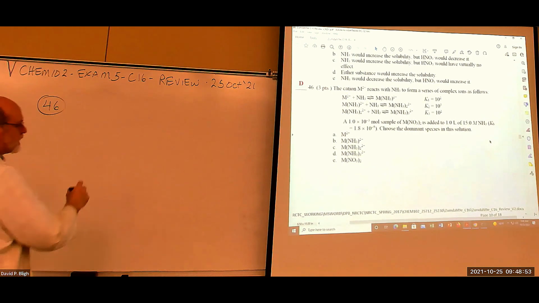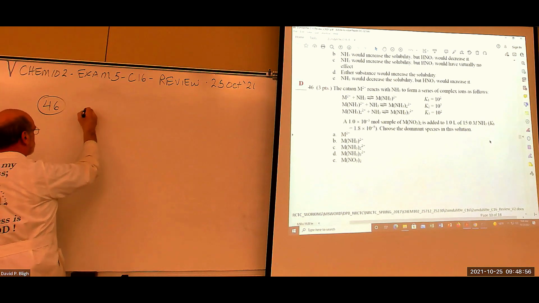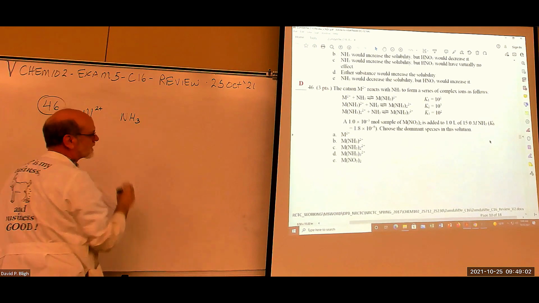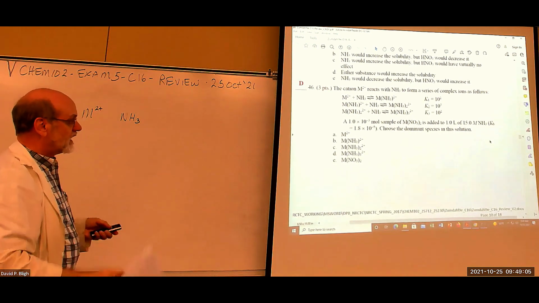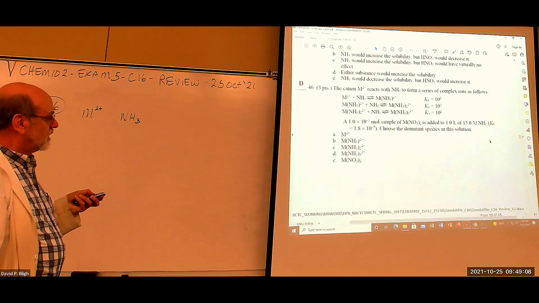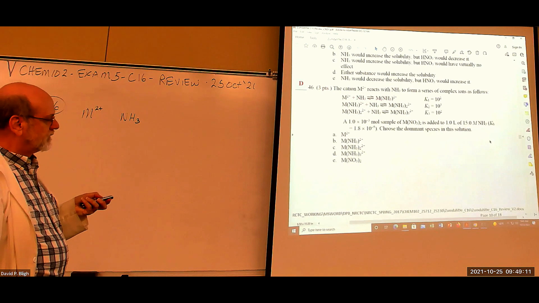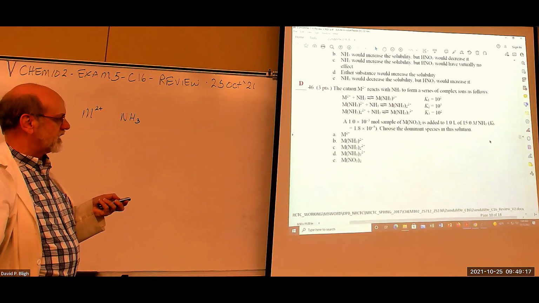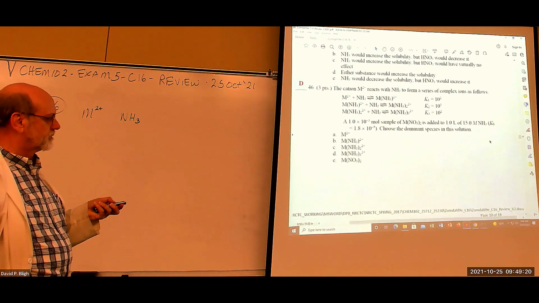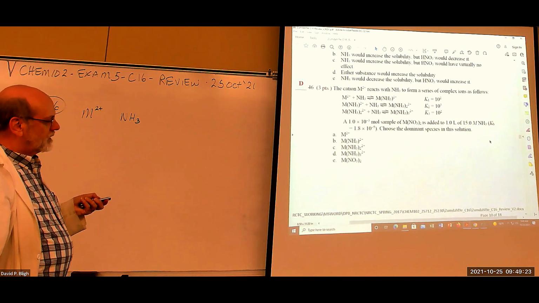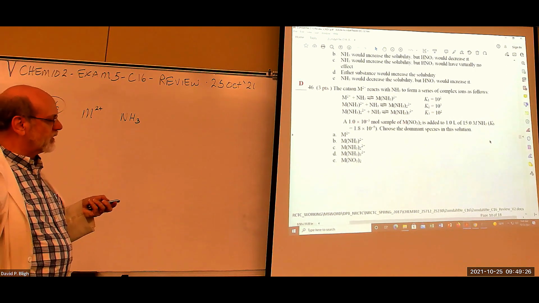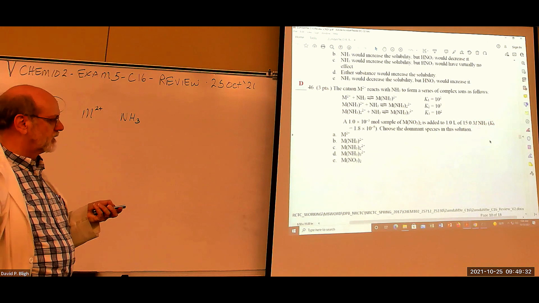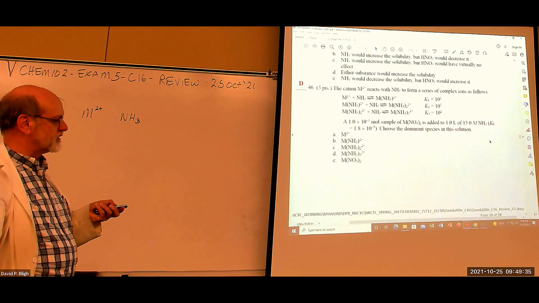The cation M2 plus reacts with ammonia in this series of complex ions. So it picks up one ammonia, makes that with this K value. Then it picks up another one with this K value. It picks up another one with this K value. So a 1 times 10 to the minus third mole sample of MnO3 is added to 1 liter of 15 molar ammonia. KB this. Choose the dominant species in this solution.